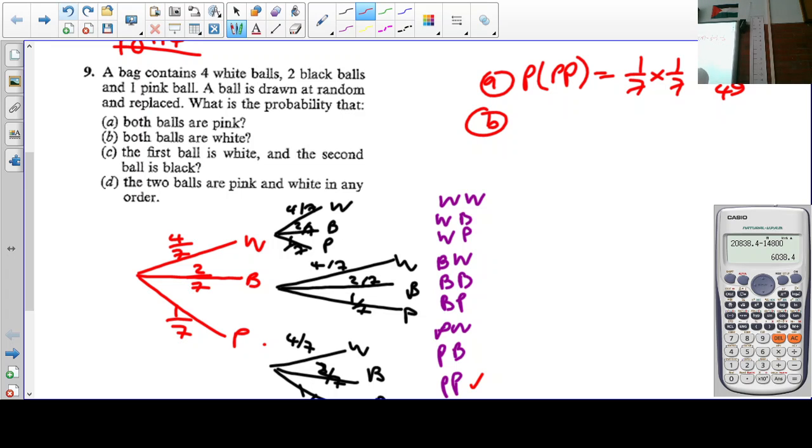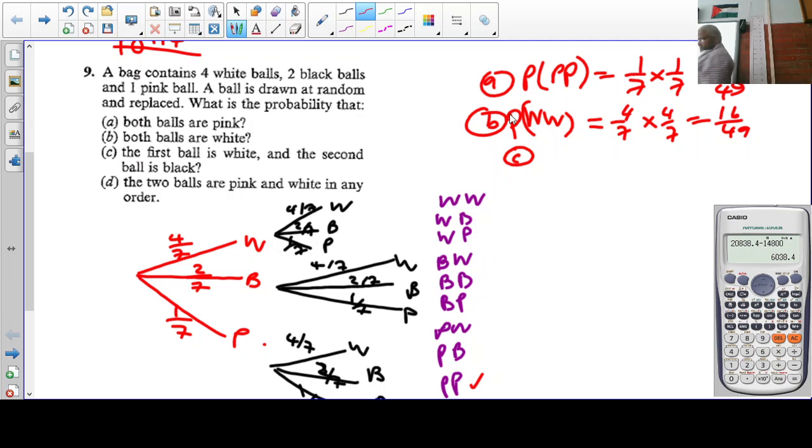Let's look at B. In B, the question says both balls are white. So what's the probability of drawing a white on the first draw? 4 out of 7, times 4 out of 7 again. As you can see here, white, white, which gives us 16 out of 49.